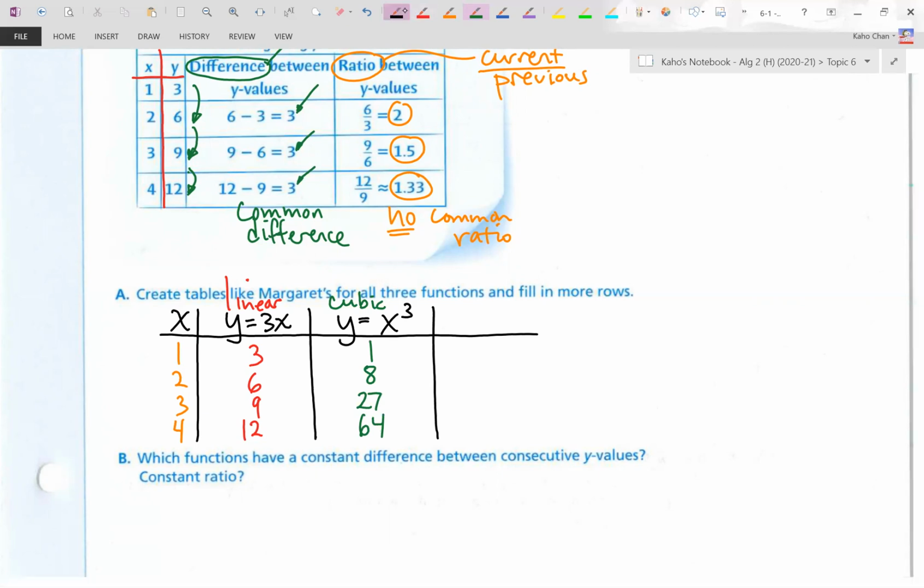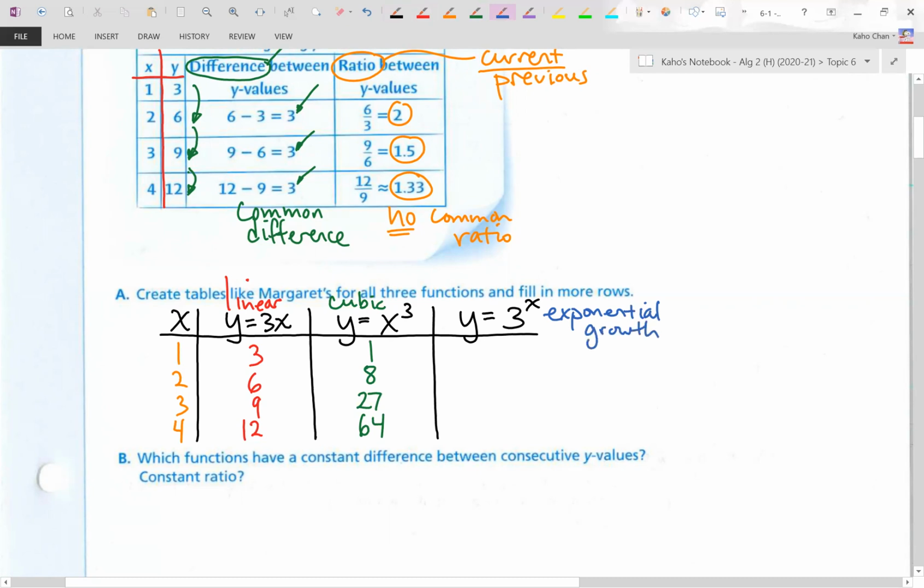How about the last function here? This is what we're going to explore with this chapter, this topic. This is called an exponential function. In fact, it's called exponential growth that you remember from Algebra 1. So if we put in 3 to the first, 3 to the second, meaning 3 squared is 9, 3 to the third is 3 times 3 times 3 is 27, and 3 to the fourth is 81.